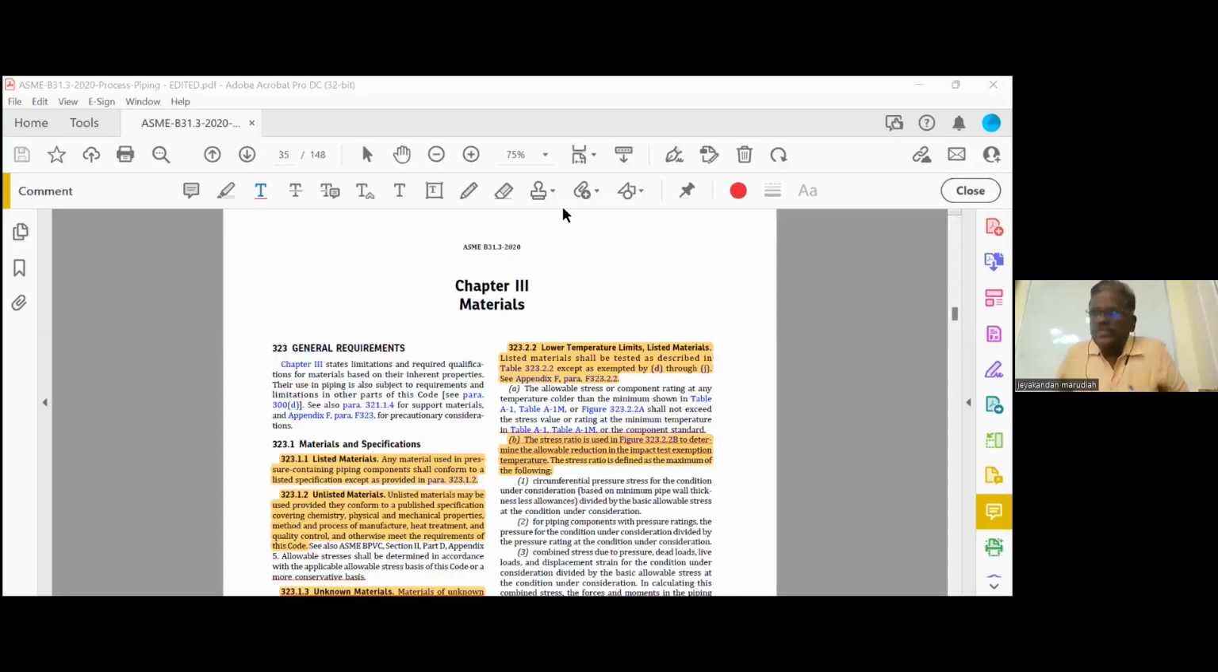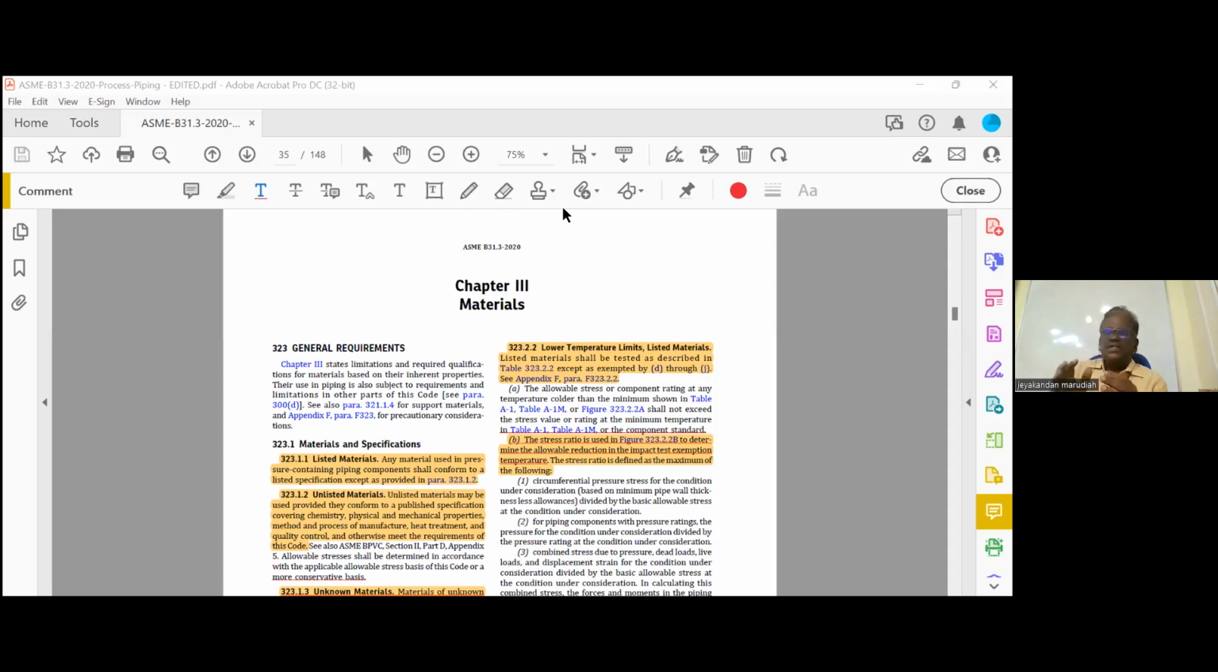Right. So yesterday we completed chapter 1 and 2. Today we will start chapter 3. Chapter 3 generally has only two questions. So what does chapter 3 talk about? It talks about when an impact test is required, when impact testing is required for your piping material.